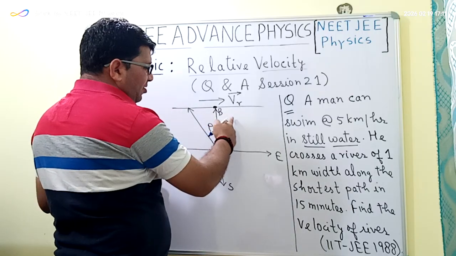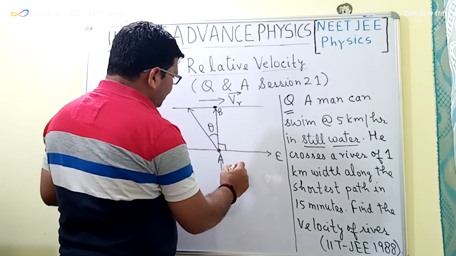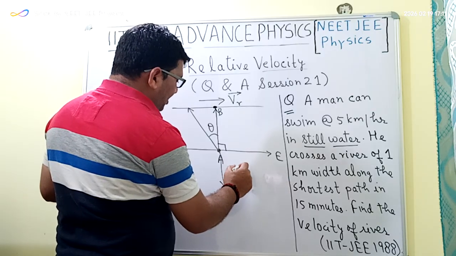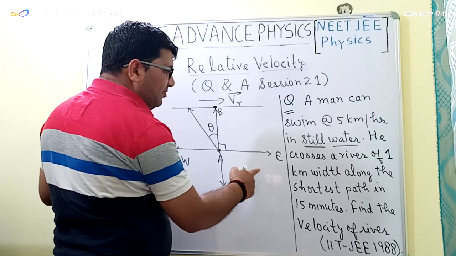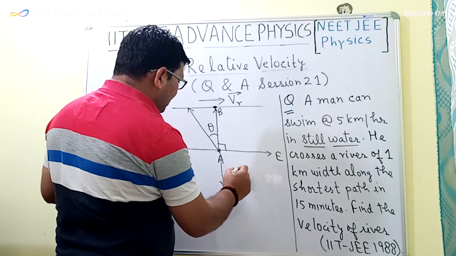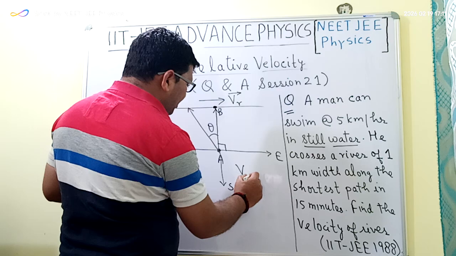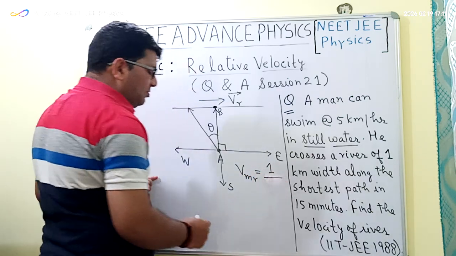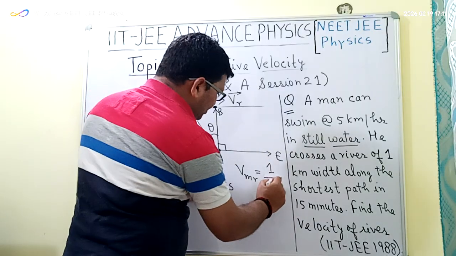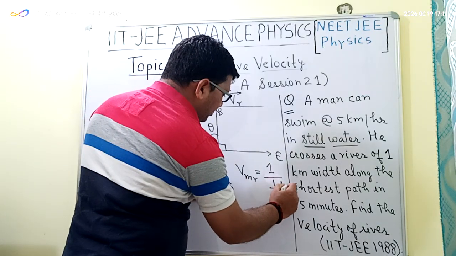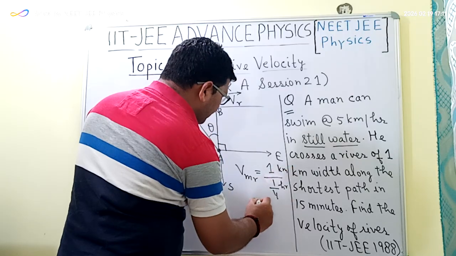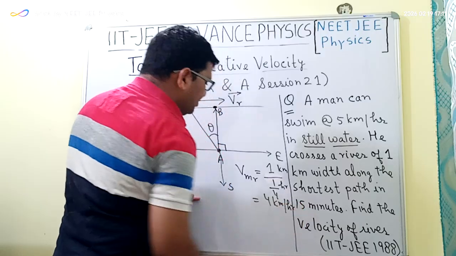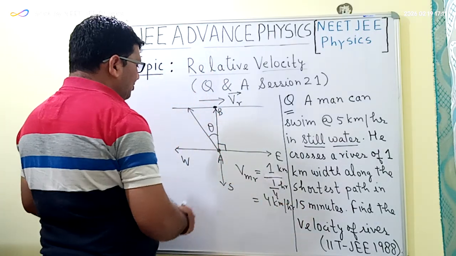Now he crosses this river of 1 kilometer width along the shortest path in 15 minutes. So the velocity of the man with respect to the river will be equal to 1 kilometer divided by 15 minutes, which is equal to 1 by 4 hour. So the velocity of the man with respect to the river will be equal to 4 km per hour.